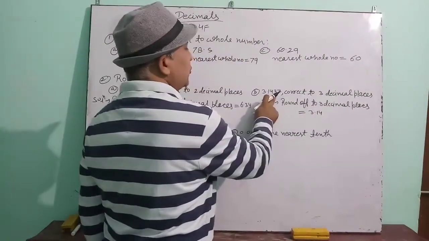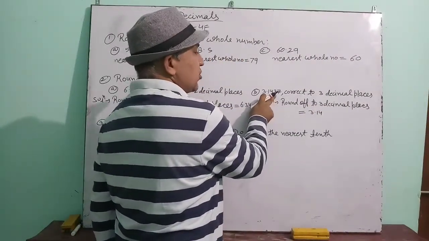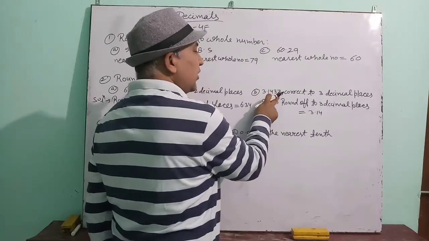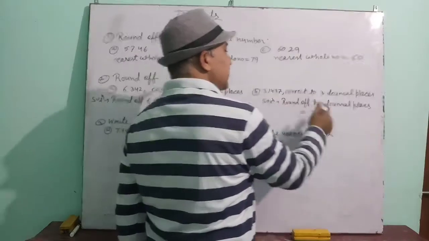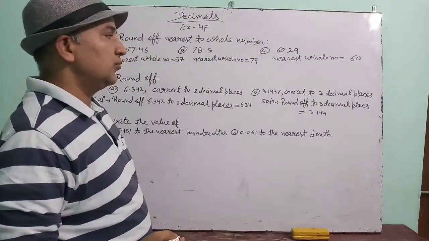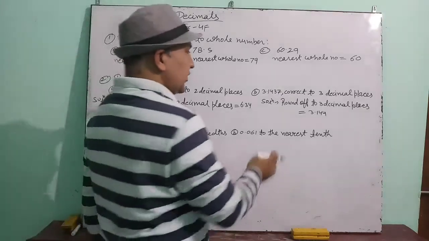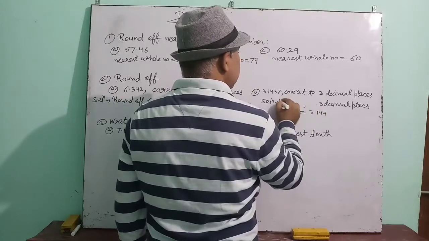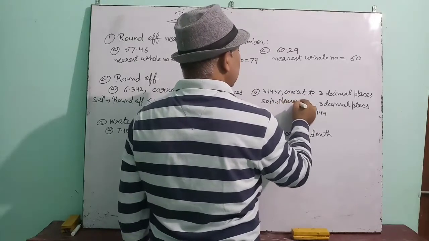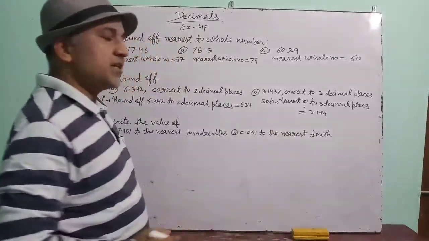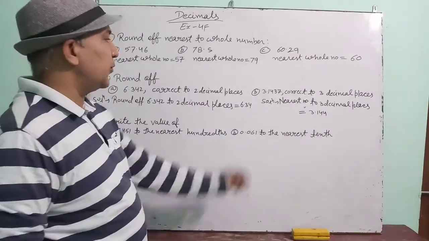3.14. See, we have to take 3 decimal places. So we will check this 7. 7 is greater than 5. So 1 will be added to the previous digit. That means it will become 3.144. Understood? You can write the statement: nearest number to 3 decimal places is equal to 3.144.